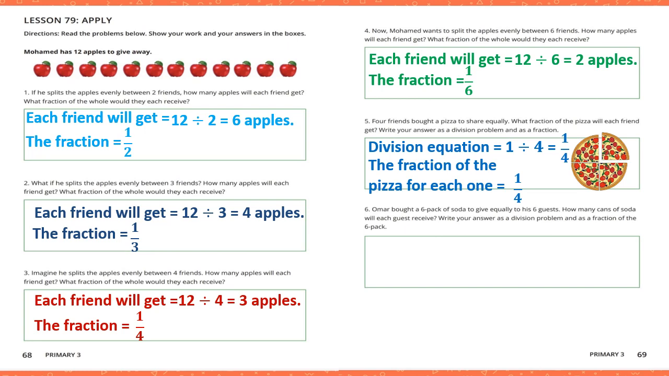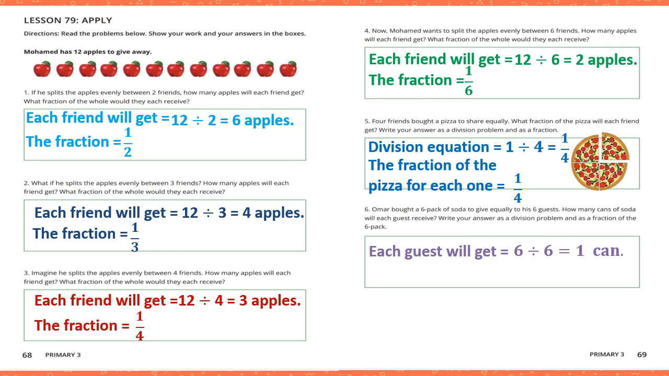Omar bought 6 packs of soda to give equally to his 6 guests. If you have 6 cans of soda, and we have 6 friends, and we wanted to divide them, I will give each one what? I have 6 cans and 6 friends. Each one will take 1. Yes. So each guest will take 6 divided by 6 equals 1 can or 1 pack of soda.